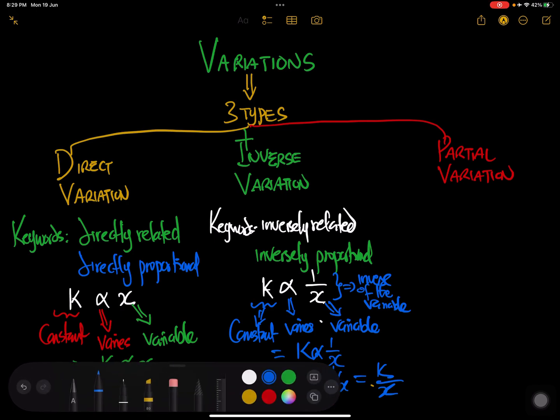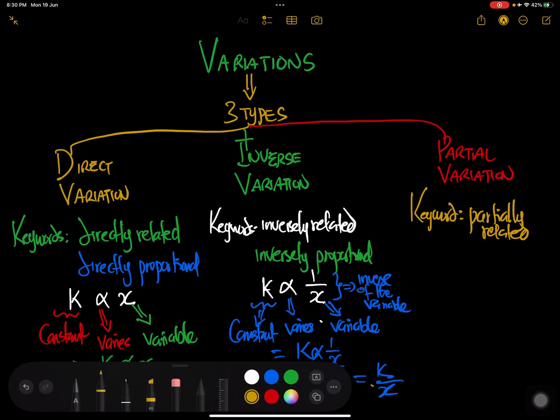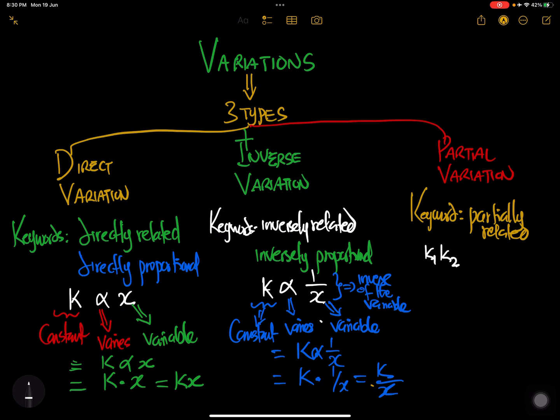Now the last part is partial variation. You'll hear the keyword that it is partially related. In this case, we're going to have two different constants. We're going to have k1 and k2 varying with the inverse of the variable.